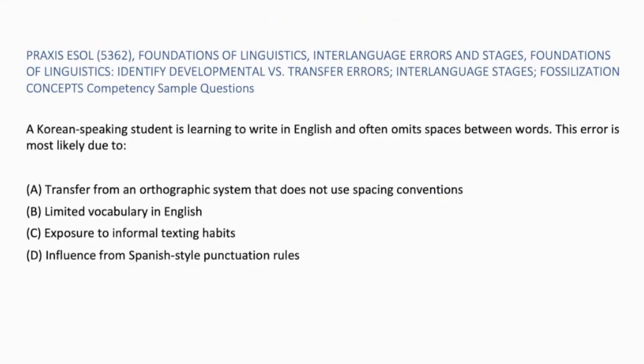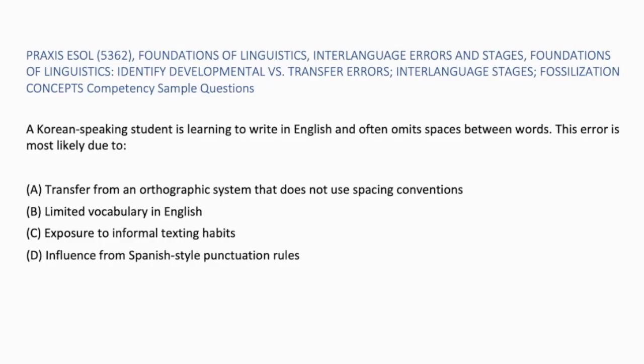A Korean-speaking student is learning to write English and often omits spaces between words. This error is most likely due to A. Transfer from an orthographic system that does not use spacing conventions. B. Limited vocabulary in English. C. Exposure to informal texting habits. Or D. Influence from Spanish-style punctuation rules.